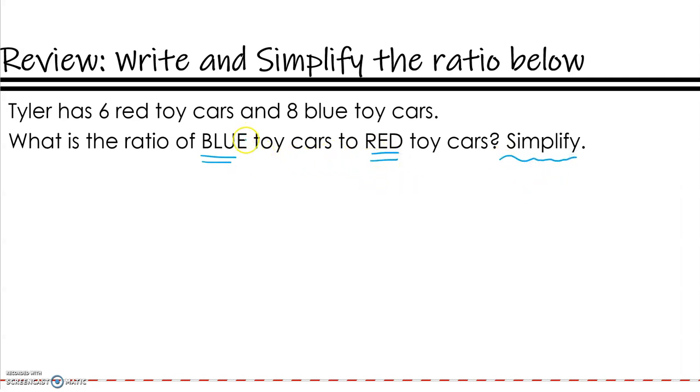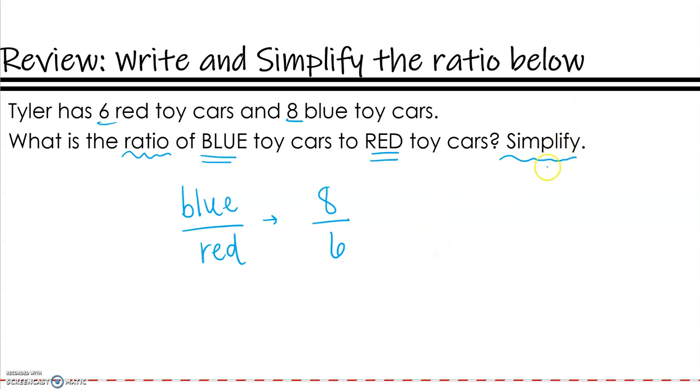So remember, it's super important to write your ratio in the order of which they tell you in the question. So when you see what is the ratio, whatever follows is the correct order. So we're going to compare blue to red, and I'm going to keep this in fraction form. So I know that I have 8 blue and 6 red. That's my original ratio, okay?